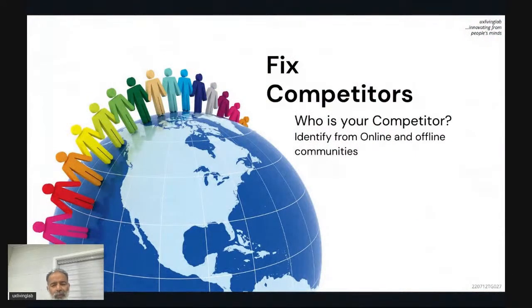Next is from online and offline communities. You have to be online and offline. Everyone knows there's a traditional way. You have to be in different groups or clubs or different communities. You have to learn from the market how people are comparing and how people are talking about the product.